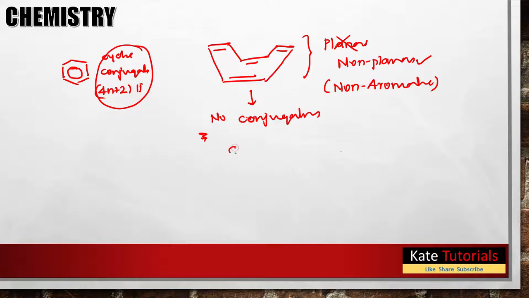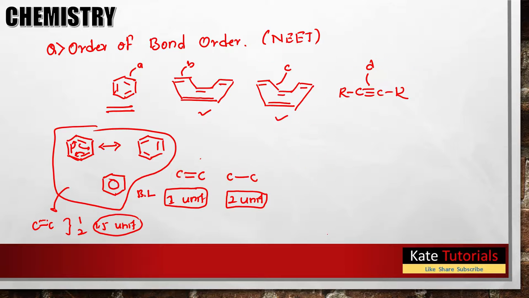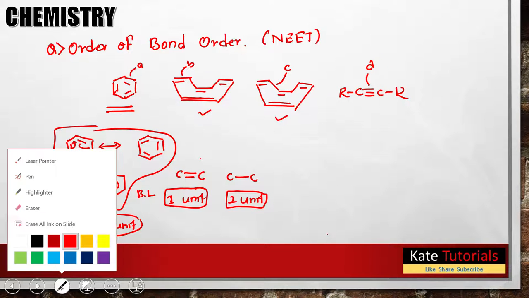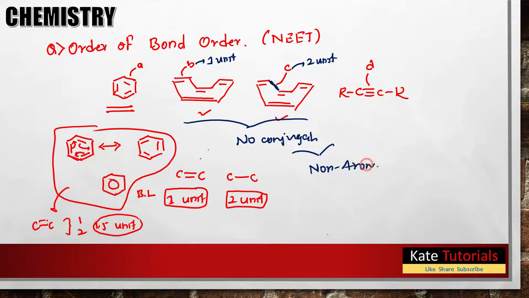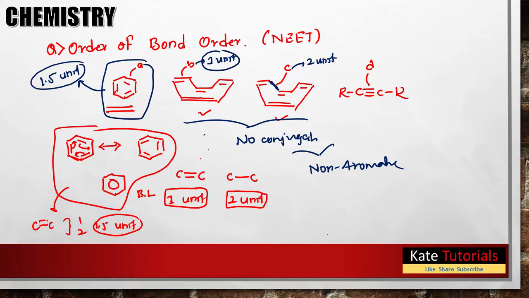I have assumed the C-C single bond length is 2 units, and the C double bond C length should decrease as it is a double bond, so it is 1 unit. So the value of A is 1 unit, and the value of C, as it is a single bond, should be 2 units, because there is no conjugation in these two molecules, since they are non-aromatic. And talking about benzene, since it is aromatic, conjugation happens, it is planar and satisfies Huckel's rule, so it is between 1 and 2, that is 1.5 units.